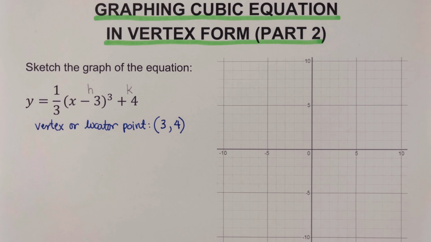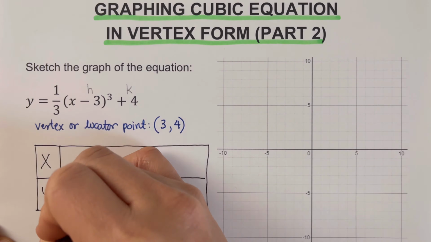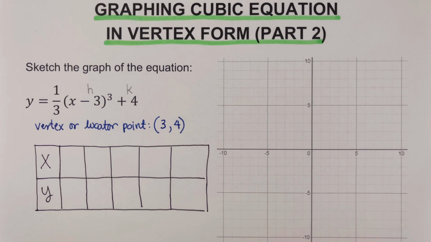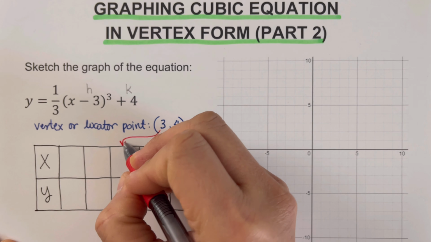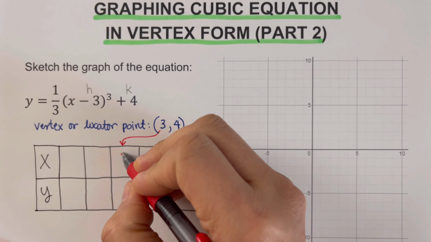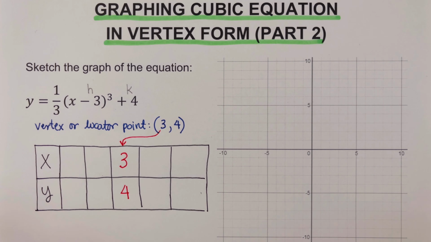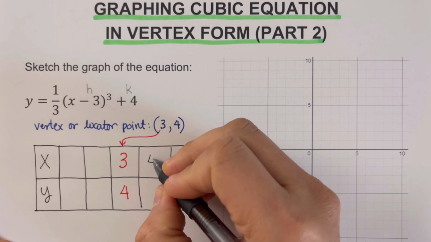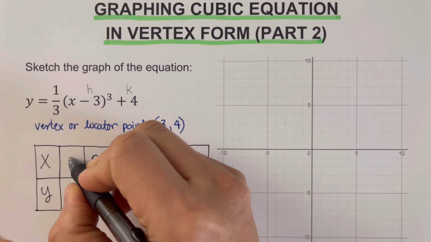The second step is to create and complete the table of values. I'm going to draw the table down here. We are going to fill these blanks in. We start with the vertex. It's going to be placed in between these blank boxes, so we write 3, 4 down here. Then we go up, that would be 4 and 5. Then we go down to the other side, that would be 2 and 1.